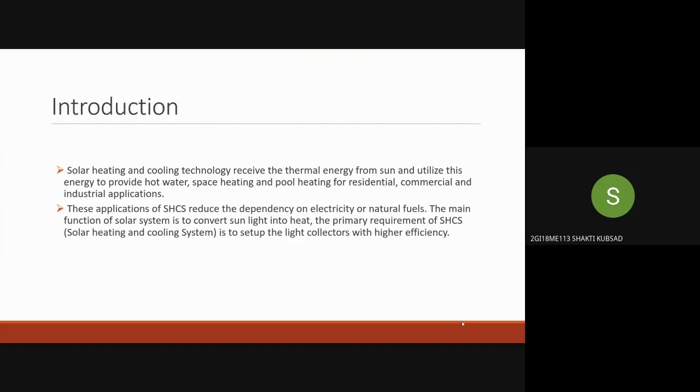In a simple technique, solar radiation is collected in the form of thermal energy, and it is utilized to provide hot water or cool a pool, etc., or in any commercial applications. These applications of solar heating and cooling systems reduce the dependency on electricity, or indirectly, we can reduce the use of electricity or fossil fuels. The major function of a solar system is to convert light to heat. The basic requirement of any solar heating and cooling system is to set up a light collector with high efficiency, that is, to absorb solar radiation as much as possible.